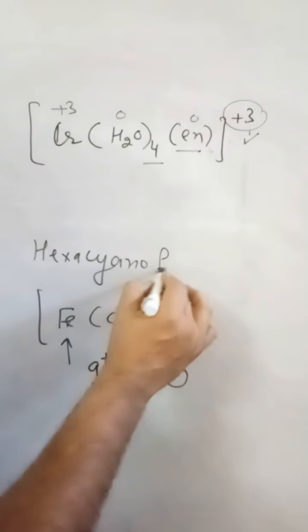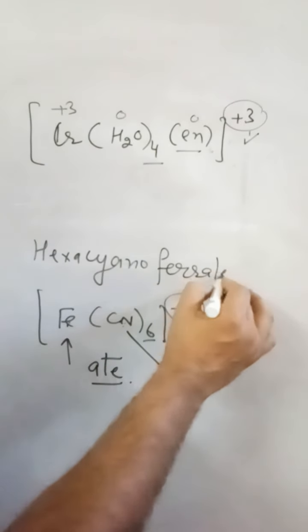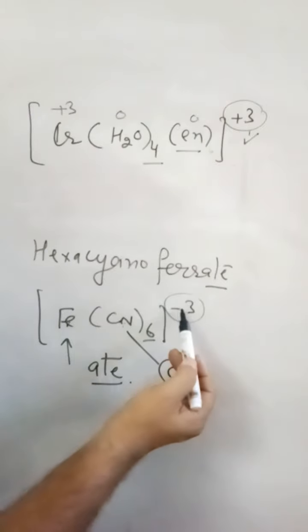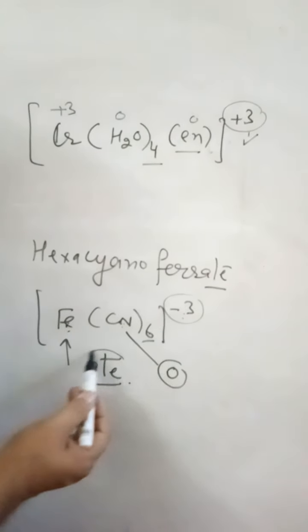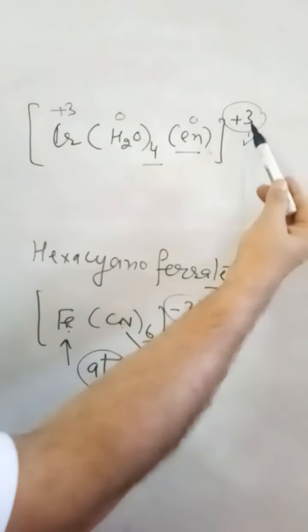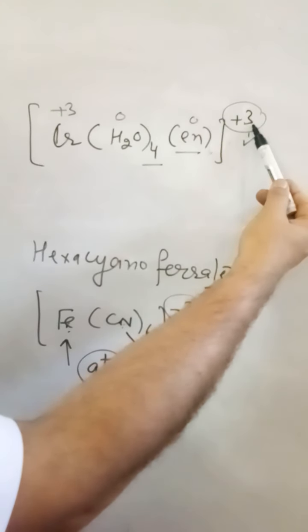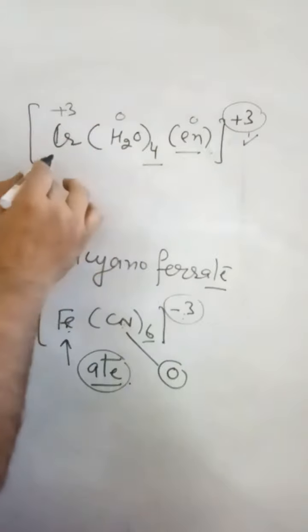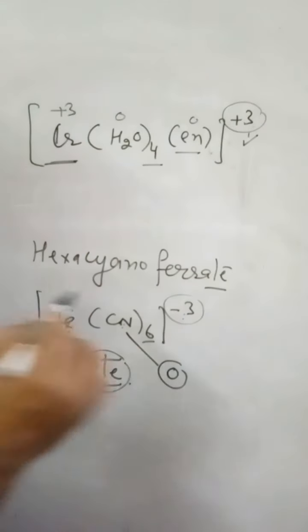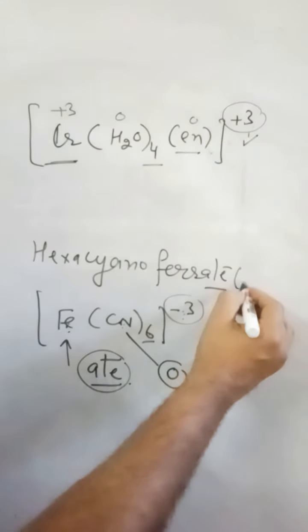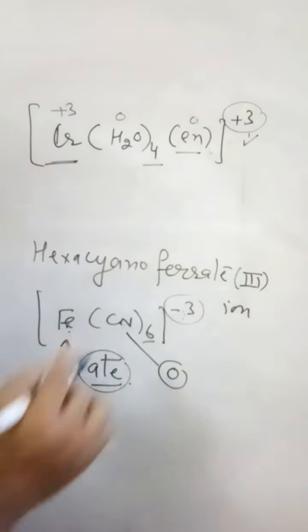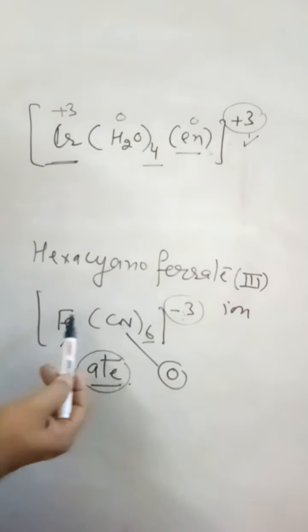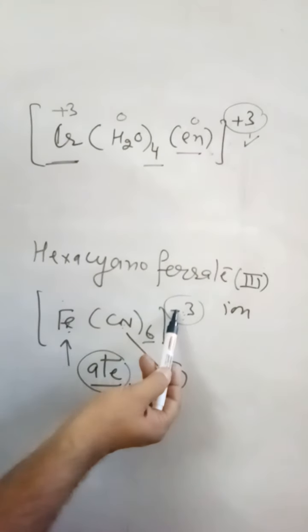This is ferrate. Why ferrate? Because the square bracket carries a negative charge, the name of the metal ends in -ate. In the earlier, positively charged complex ion, it was simply chromium. So ferrate, again its state is 3, and it is an ion. So this is hexacyanoferrate(III) ion.